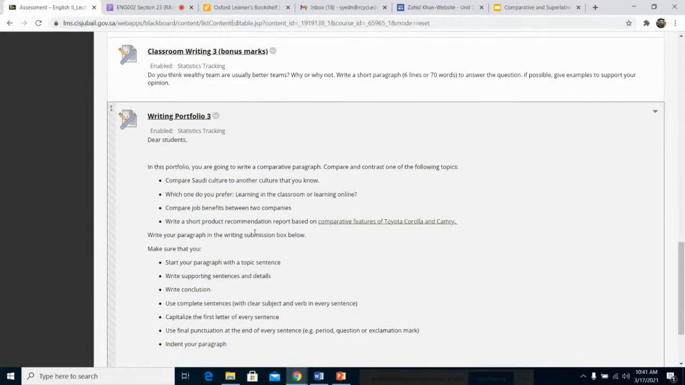In this writing portfolio, you are going to write a comparative paragraph. Compare and contrast one of the following topics. For example, topic number 1 is compare Saudi culture to another culture that you know. Or you can take another topic: which one do you prefer, learning in the classroom or learning online? You may also choose topic number 3, for example, compare job benefits between two companies. And last but not least, you can choose a technical topic where you write a short product recommendation report based on comparative features of Toyota Corolla and Camry. So these are 4 topics, and you need to choose one and write a paragraph.